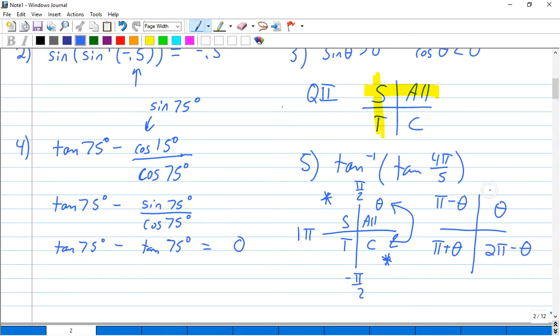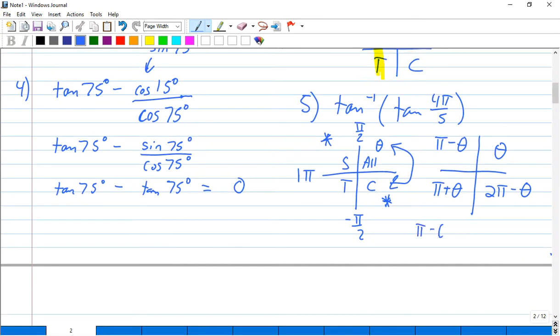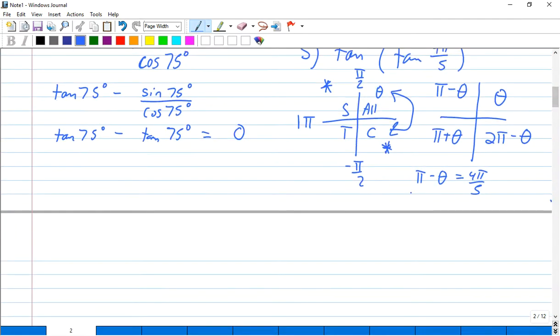So if I want to figure out what the reference angle is, I say pi minus theta equals 4 pi over 5. If I solve for theta, this is going to give me the reference angle for that angle, the angle measure from the first quadrant. So I'd subtract pi from both sides.